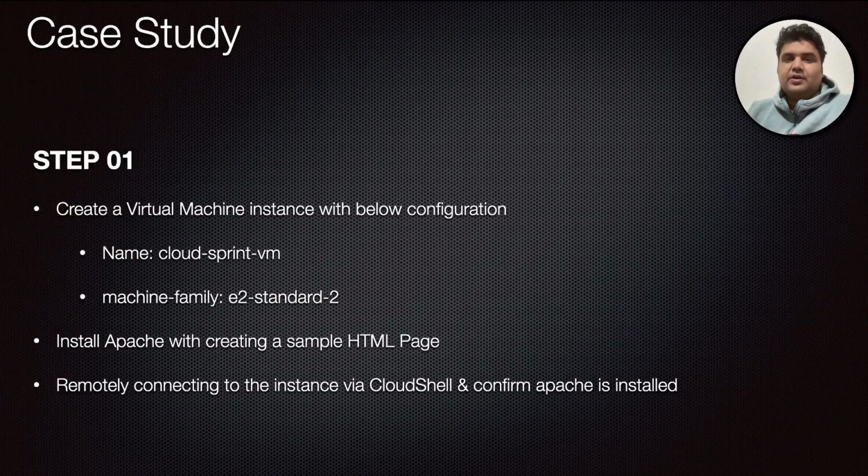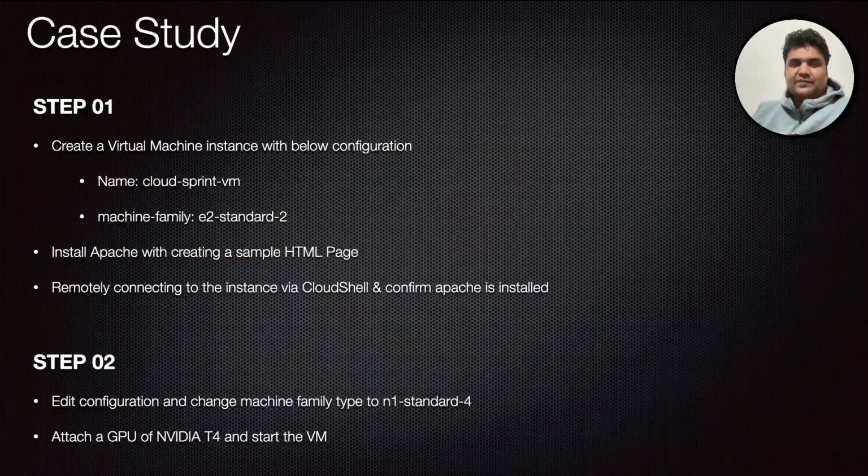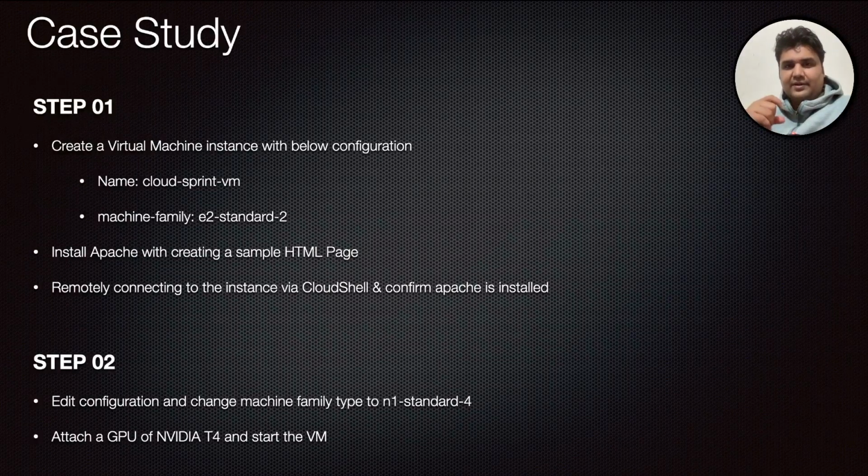Once we do it, step two will be editing the configuration. Okay, so there's a requirement. Suppose that you want to change the machine type from E2 standard 2 to N1 standard 4. Can you do that? We'll figure that out. The last requirement is attaching a GPU of T4 family and then starting the VM. The first part is around creating something and running Apache over it. The second part is about making changes to that existing running VM, and how do we do that.